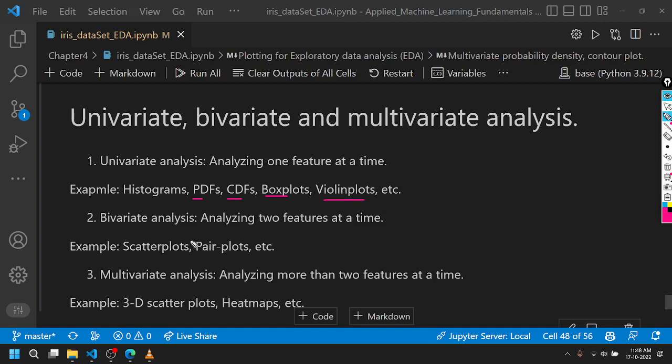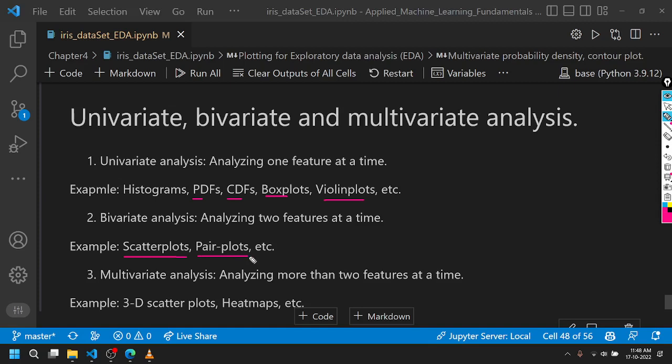Then what is bivariate analysis? Analyzing two features at a time. For example, scatter plot, like in the x axis we take petal length, in the y axis we take petal width, and also pair plots, right? So these are called bivariate analysis.